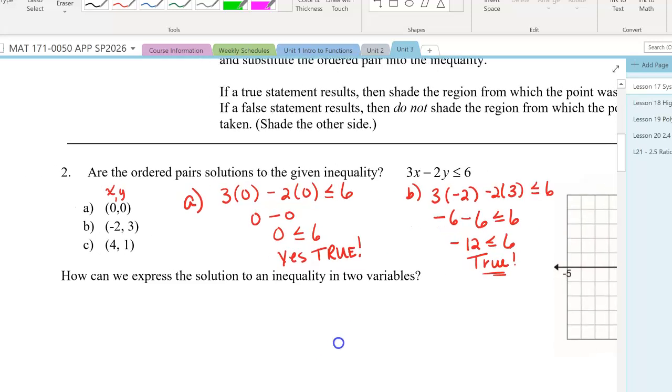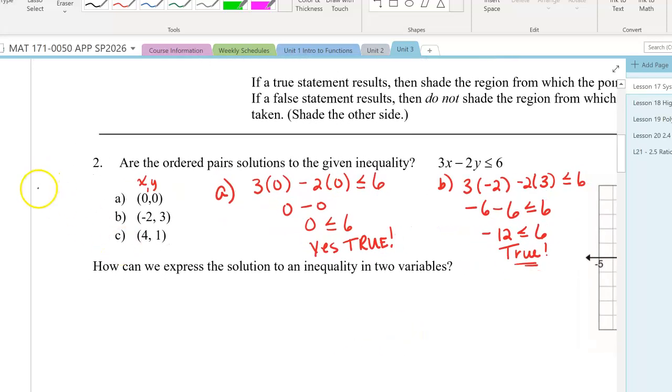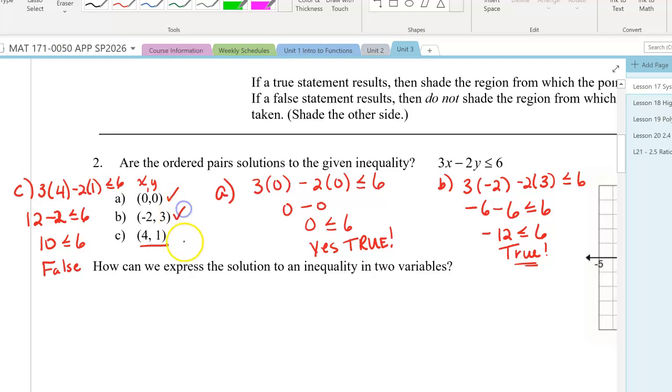Finally, let's look at point C. So point C is the point 4, 1. So I will plug in 4 for X, 1 for Y, and see if I get a true statement. So that would give me 12 minus 2, which is 10. 10 is not less than or equal to 6, so this is false. So A and B are solutions, but C is not.